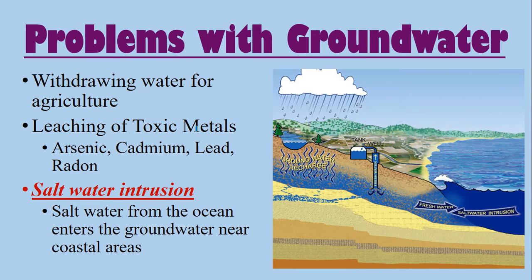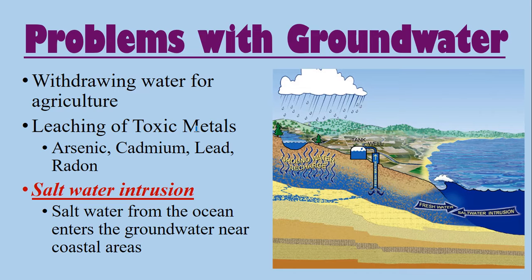And that's some problems with groundwater. This is stuff that can happen. Some of it makes it really unusable. But the first thing is withdrawing water for agriculture. Remember, most of our use for fresh water is agriculture. But withdrawing the groundwater for agriculture can lower the water table, even get to the point you deplete the groundwater entirely.